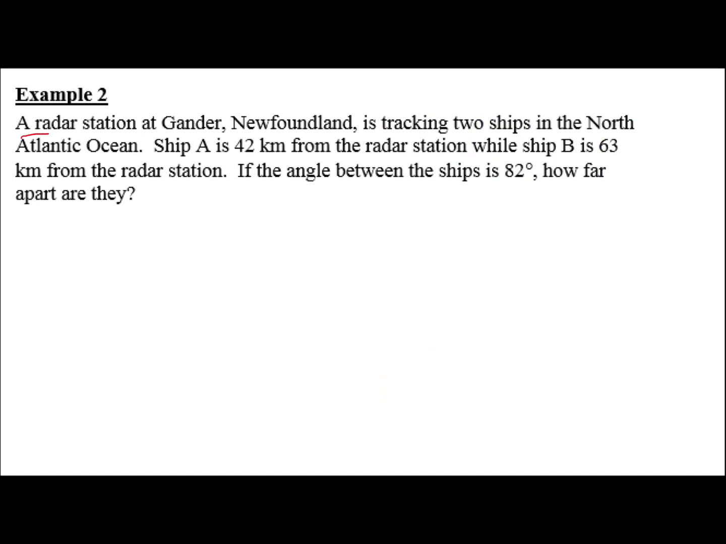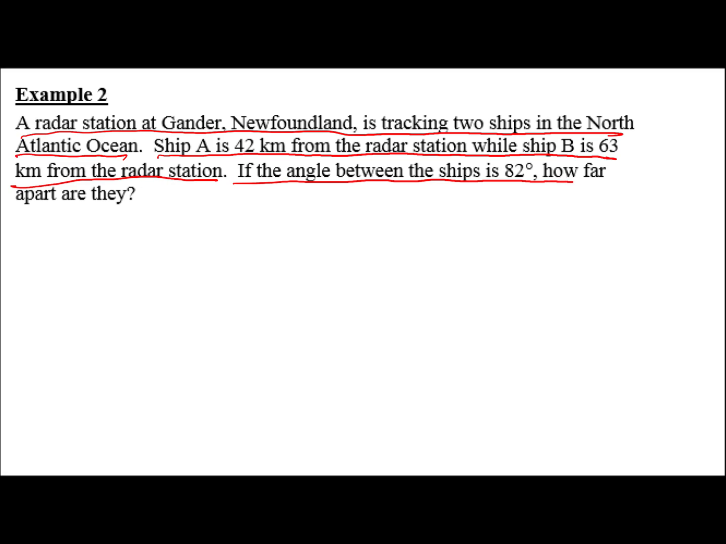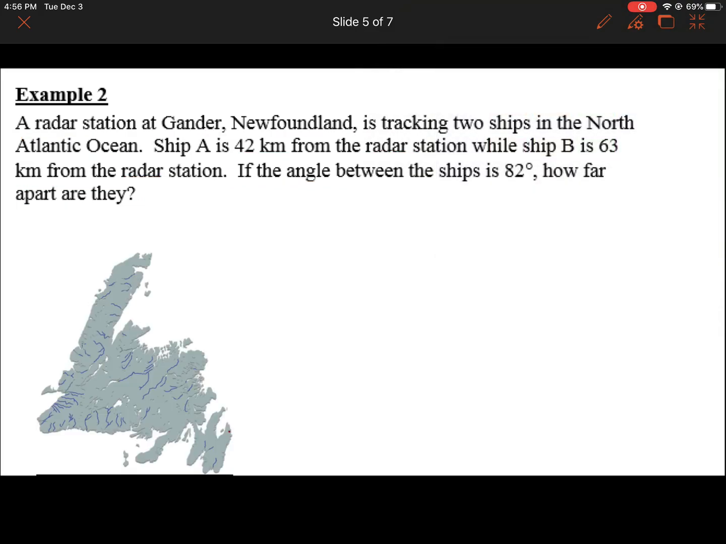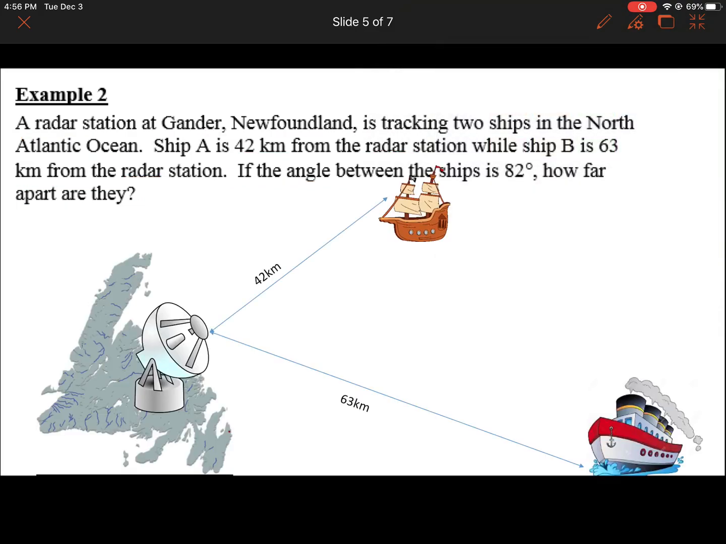A radar station in Gander, Newfoundland is tracking 2 ships in the North Atlantic. Ship A is 42 kilometers from the radar station, while Ship B is 63 kilometers from the radar station. If the angle between the 2 ships is 82 degrees, how far apart are they? So let's draw that. Try and draw it on your own before we draw it.